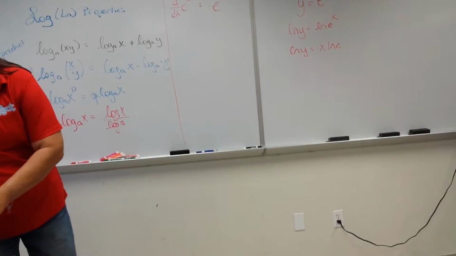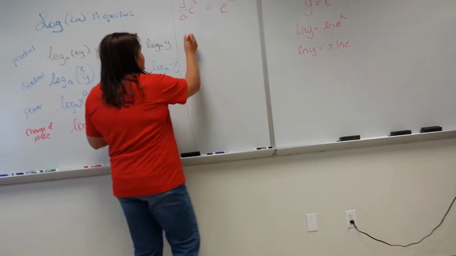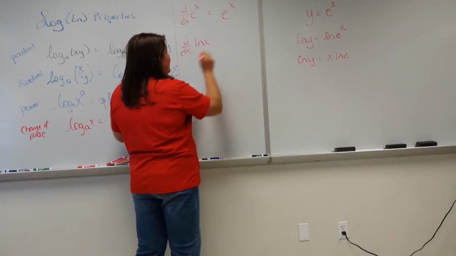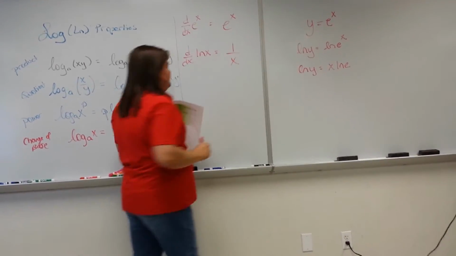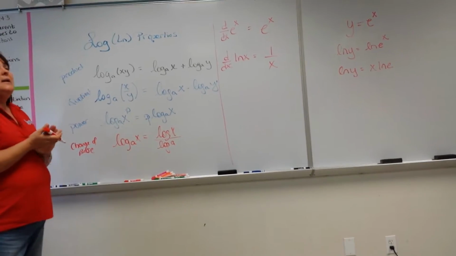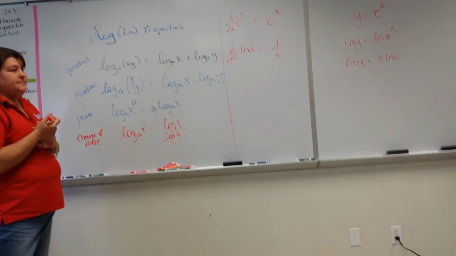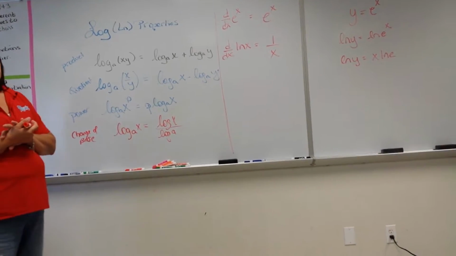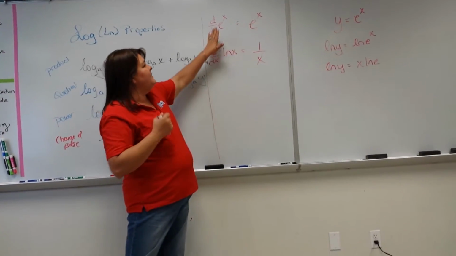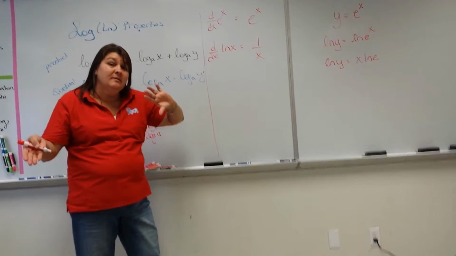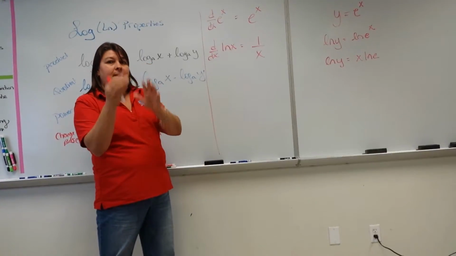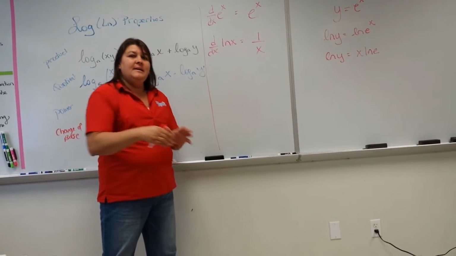I've got one thing I want to show you. The derivative, d dx of the natural log of x, is 1 over x. Miss K, why isn't it dy over dx? The examples I'm showing you don't have y equals. If I told you from the beginning y equals ln of x, then dy dx is 1 over x.